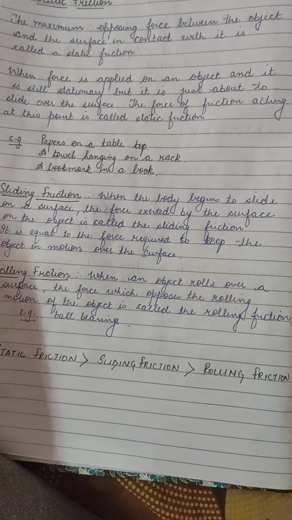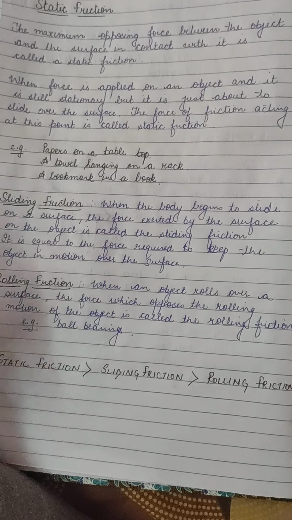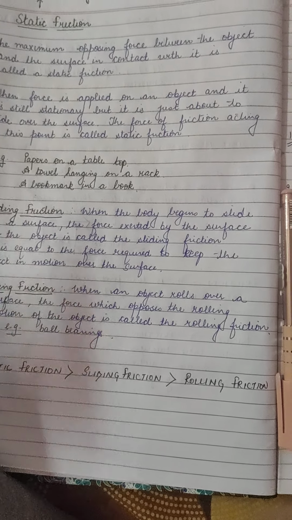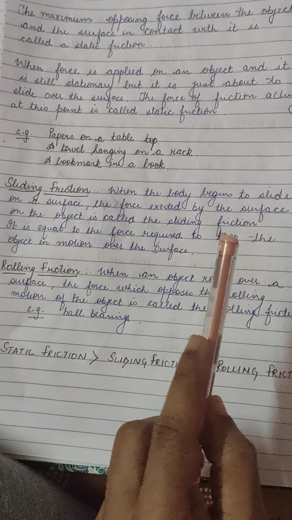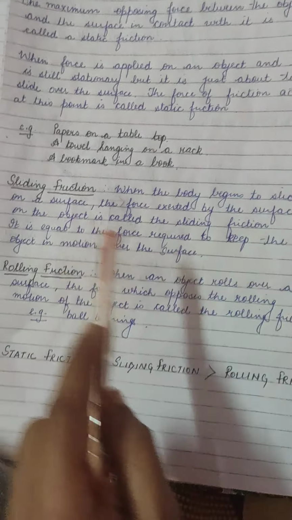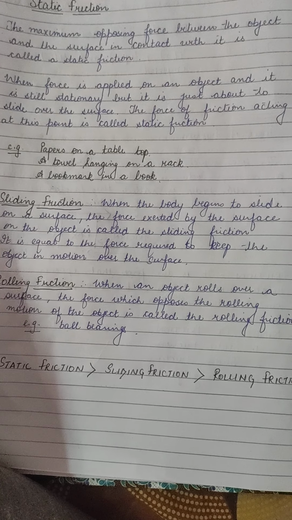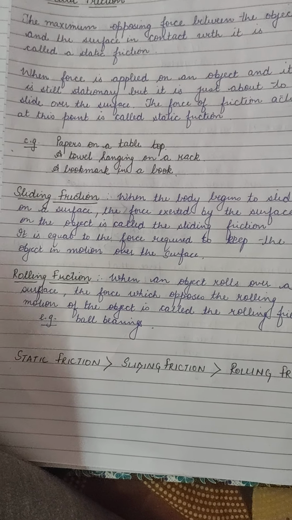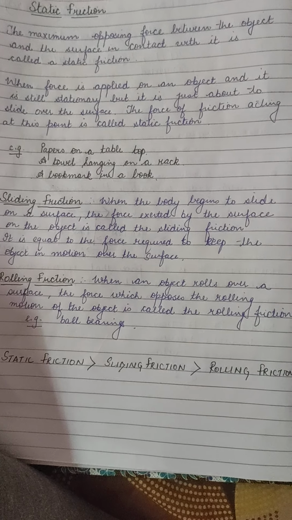What are they saying now? You are applying a force on a body and now the body is sliding. When the body is sliding on the surface of the floor, the force applied by the surface of the floor is sliding friction. ये फ्लोर इन रिटर्न उस पर कितनी फोर्स लगा रहा है जब आप बॉडी को मूव कर रहे हो, द फोर्स अप्लाइड बाय दैट फ्लोर इज नोन एज व्हाट? स्लाइडिंग फ्रिक्शन. It is equal to the force required to keep the object in motion on the surface.